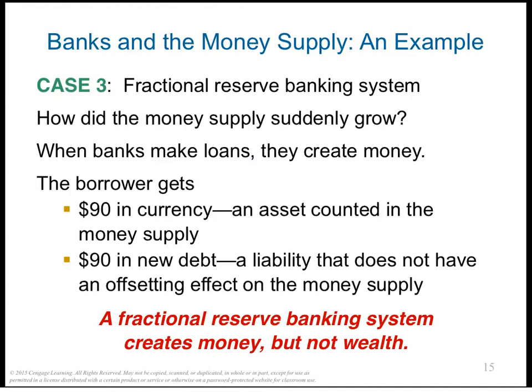So let's continue. How did money supply suddenly grow? When banks make loans, they create money. The borrower gets 90 in currency, an asset counted in the money supply, and 90 in debt, a liability that doesn't have an offsetting effect on the money supply. A fractional reserve banking system creates money, but not wealth.